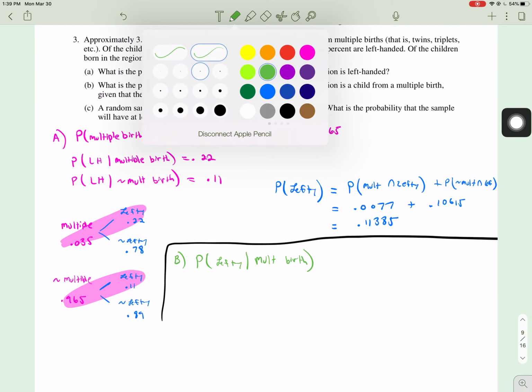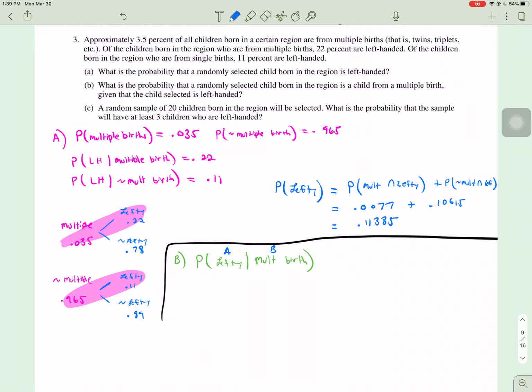So if we go to our reference sheet, it says it's the probability of A and B over B, which in this case is the probability of lefty and multiple birth over multiple birth. Did I write this backwards? What is the probability that a randomly selected child born in the region is from multiple birth, given that the child selected is left-handed? Oh, I wrote it backwards. Apologize. So that's going to be given that they're left-handed, the probability of multiple birth.